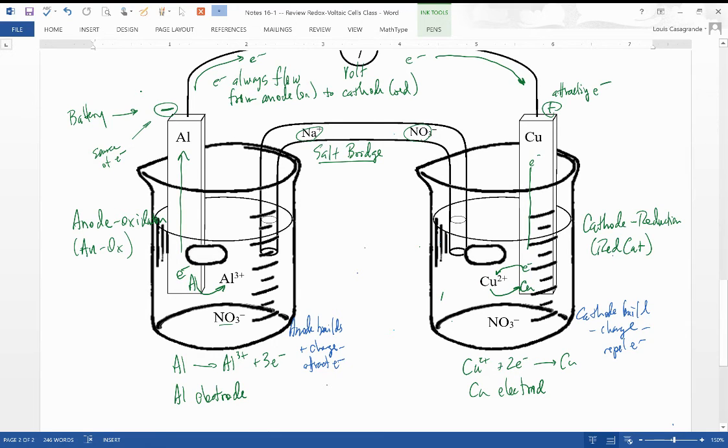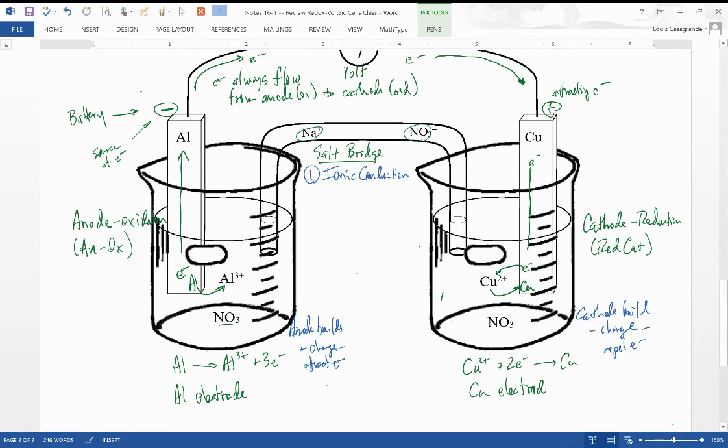In the single replacement reaction, I kind of drew it incorrectly, if you'll forgive me, on the front page, in that the aluminum and the copper 2+ actually have to come in contact for that transfer to take place. So what happens in the salt bridge is three things. Number one, we get ionic conduction. So what we're going to do is use ions to go between the two half cells.